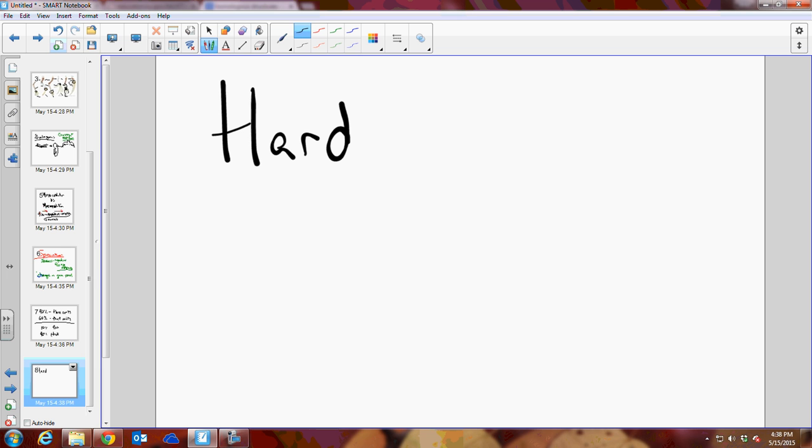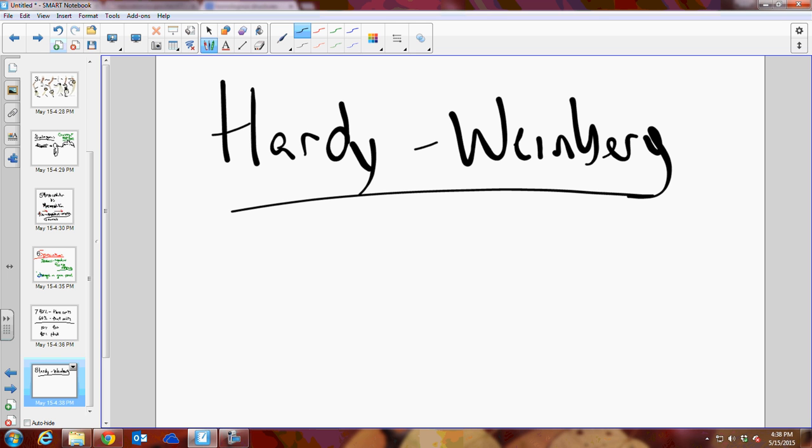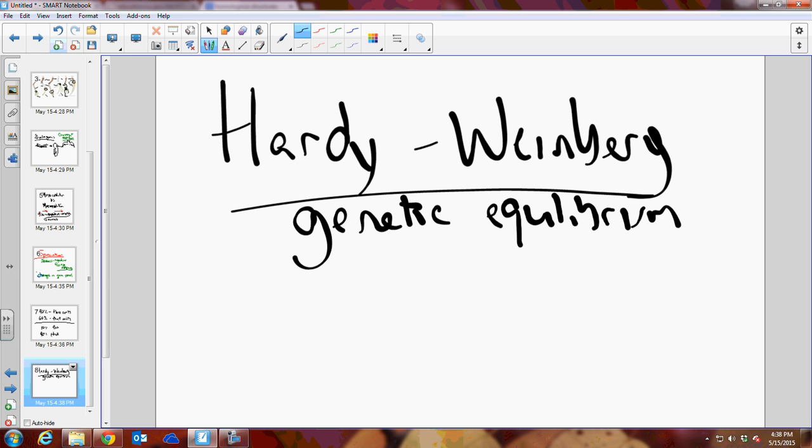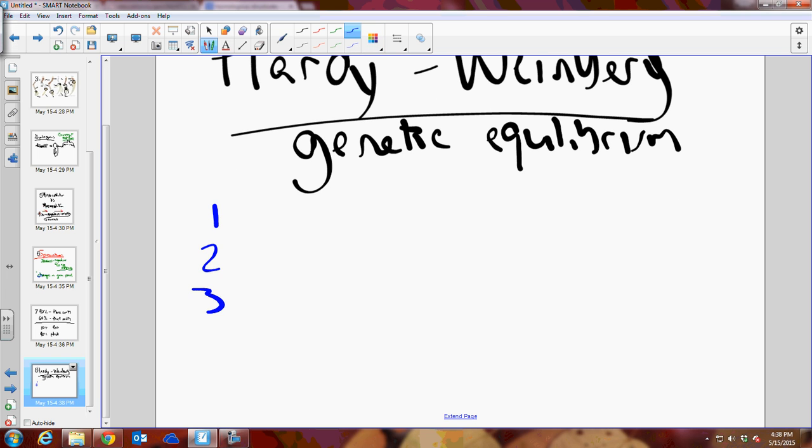Now, there are two men who formulated a principle called Hardy and Weinberg. And their idea was basically that in order for a population to stay the same, to never change, or to be at genetic equilibrium, they had to meet 5 qualifications. And they are these. Population must be large. Little changes in a large population won't show up as readily as in a small population.